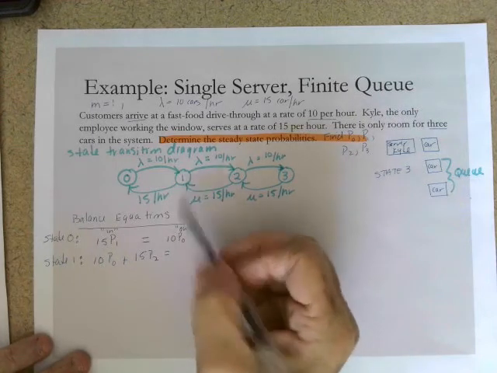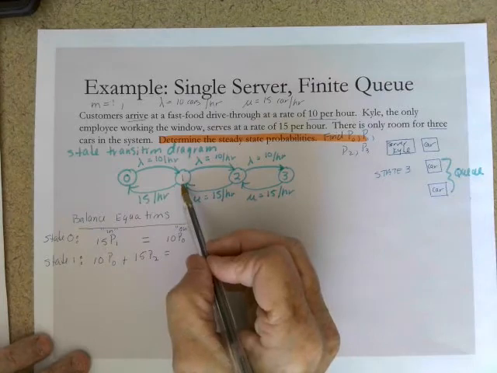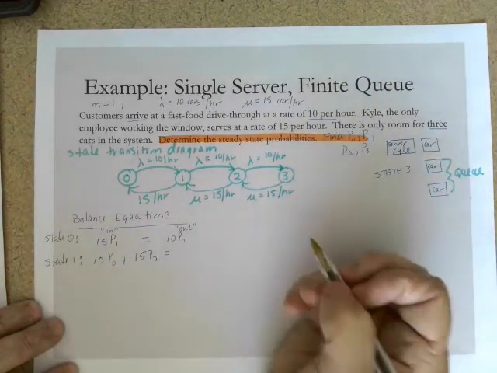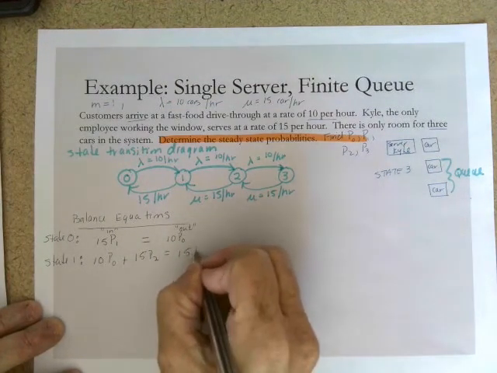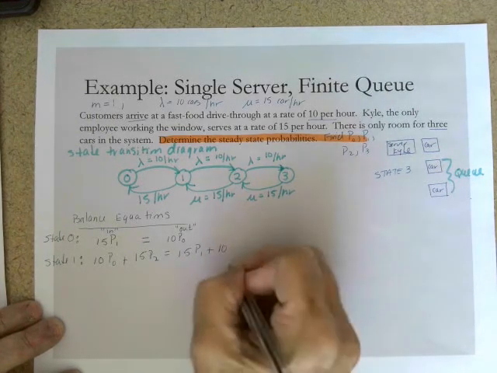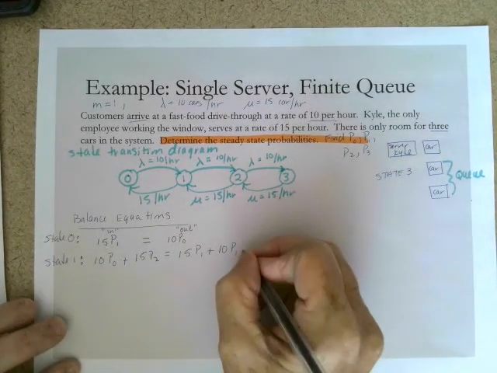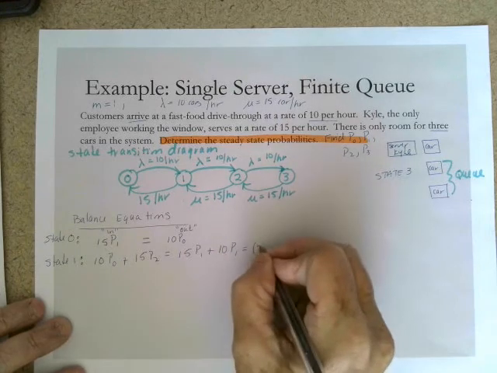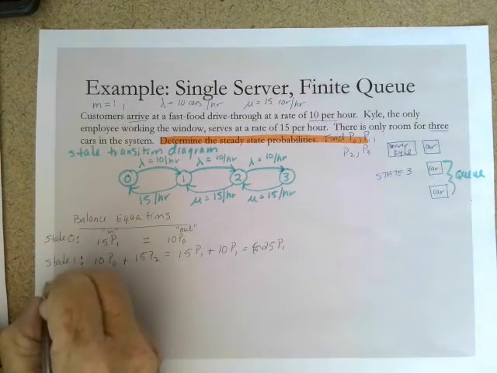So I can get out of state 1 by having a service and going into state 0, or I can go out of state 1 and have an arrival, which puts me into state 2. So we'll write that this way. We can have 15 times the probability I'm in state 1 plus 10 times the probability I'm in state 1. That gets me that arrival, and we could just write this alternatively as 25 P1.